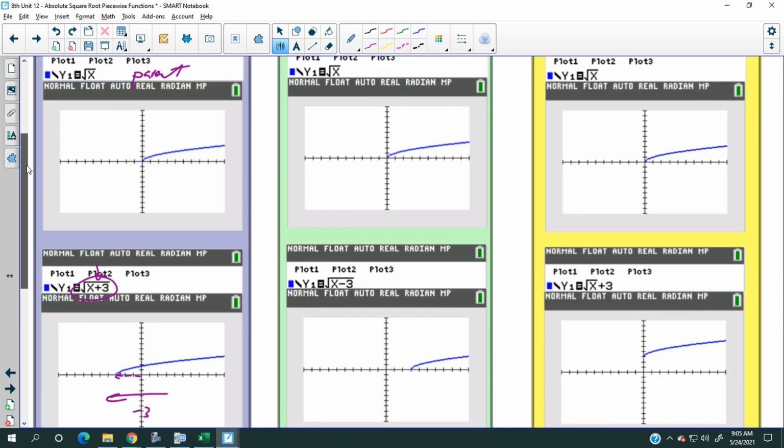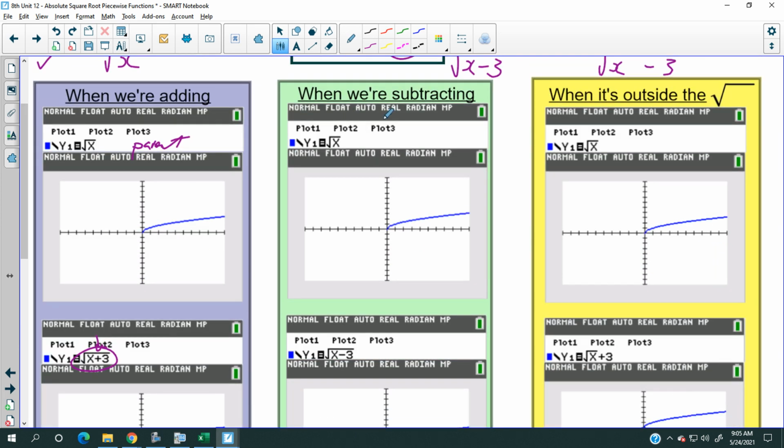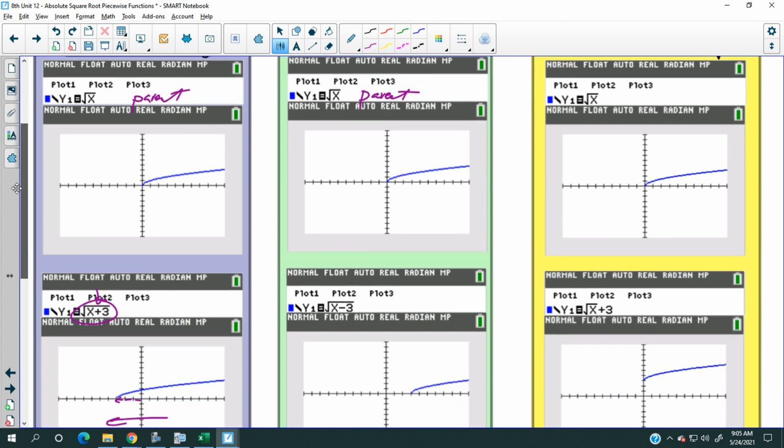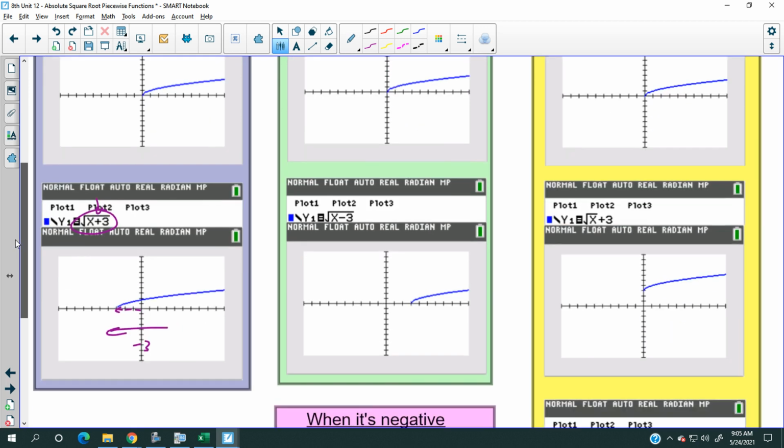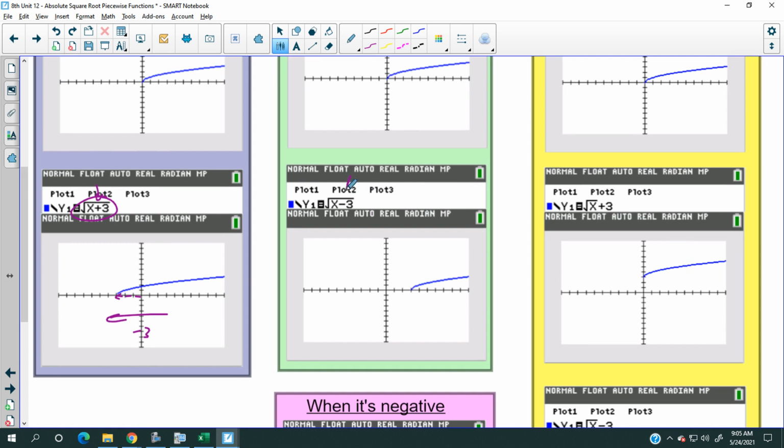Now, let's see what happens when we are subtracting. All right, so again, this is your parent function, and again, try this on the calculator if you like to. We got a parent function like so. When we subtract like this, inside, it goes to the right 3 times. 1, 2, 3, like that.